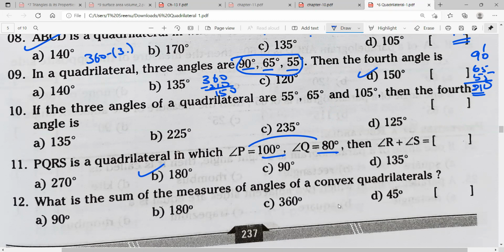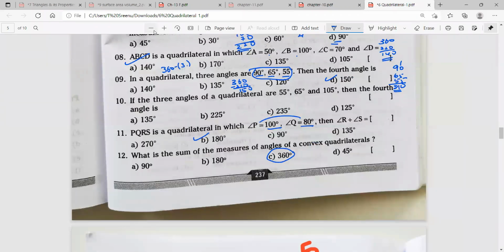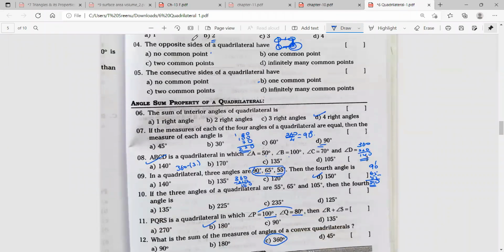What is the sum of the measures of angles of a convex quadrilateral? Convex or concave, whatever it is, 360 only it will be. But individually, we will say each angle in a convex quadrilateral is less than 180. Okay. Just check these 12 blanks. One second. Let's see.